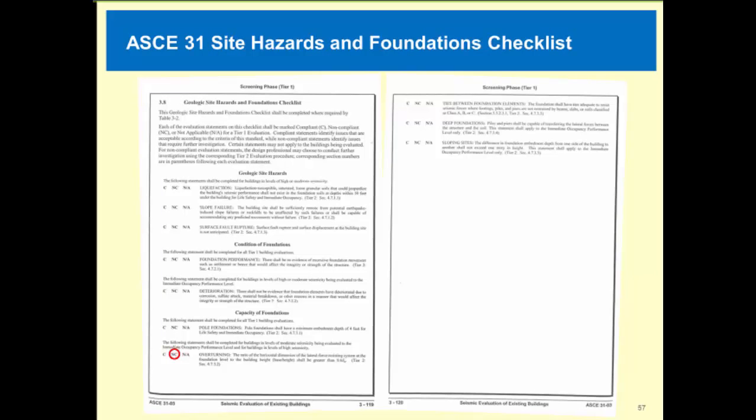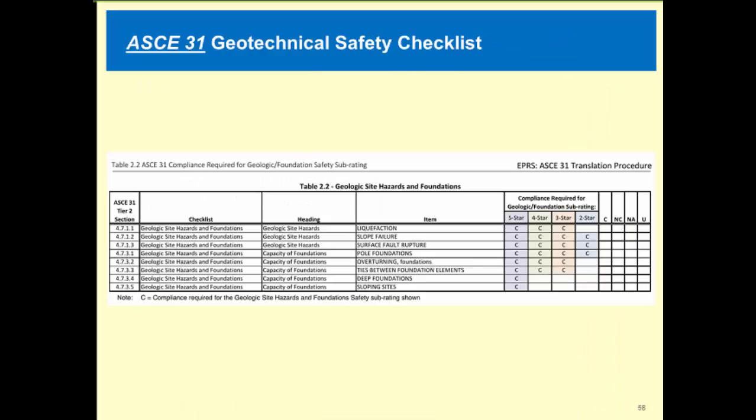So here, again, are the ASCE 31 checklists. In this case, for example building number 1, we had a single non-compliant item for overturning, and we'll see what the implication is. Okay, so here's table 2.2. This gives you all what's required in order to get the different types of ratings.